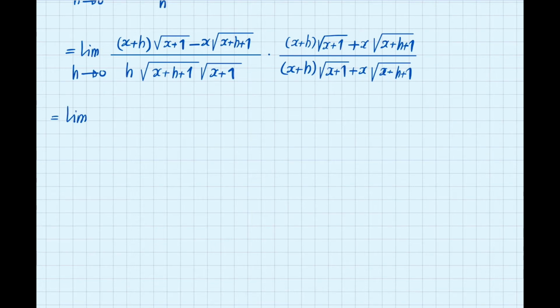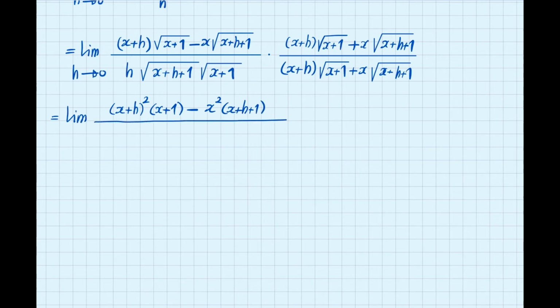The numerator, when I multiply this by that, becomes the first term to the 2 minus the second one to the 2. But this one is a product, so if I want to raise it to power 2, I have to raise this one to power 2 and this one to power 2. When I raise this one to power 2, I will have a power of 2 here. When I raise this one to power 2, the square root sign is gone. Yes? So what I get is x plus h to the 2 times x plus 1, minus, if I raise this one to power 2, because that's a product, x should be raised to power 2, which becomes x squared. This one raised to power 2 becomes x plus h plus 1. So it becomes x squared times x plus h plus 1.